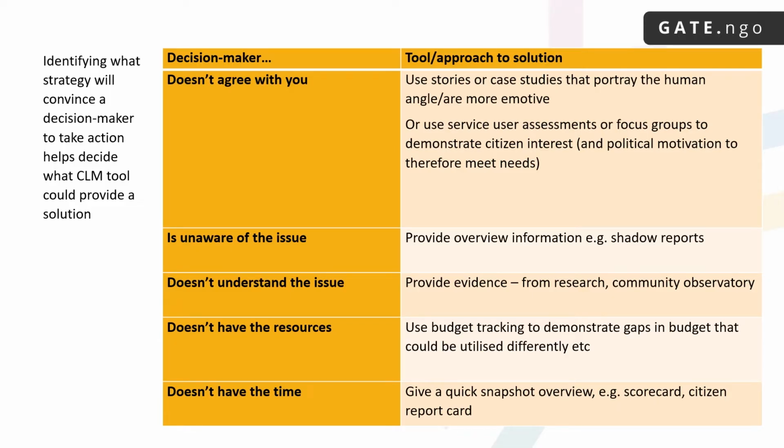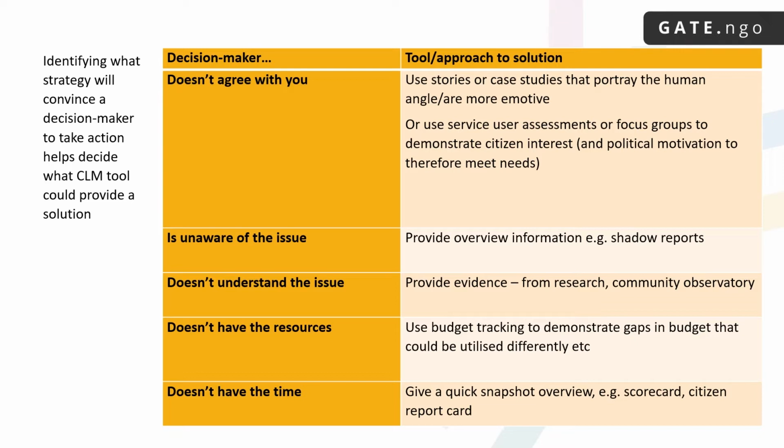But to think about what tool you want to use for a particular situation, it's helpful to take a step back and think about your decision maker. What is going to convince them to take action? And what is stopping them from taking that action by themselves. This table is a helpful way to think about the different barriers that could exist. If a decision maker doesn't agree with you, you could use stories or case studies that portray the human angle, that are more emotive. If they're unaware of the issue, it might be that they need information, so you could provide this through things like shadow reports. If they don't understand the issue, showing them evidence from research, community observatories, for instance, could give them the understanding that they need to take action.